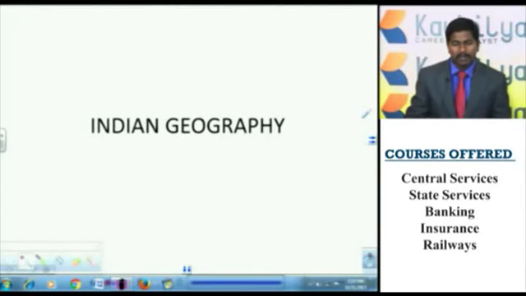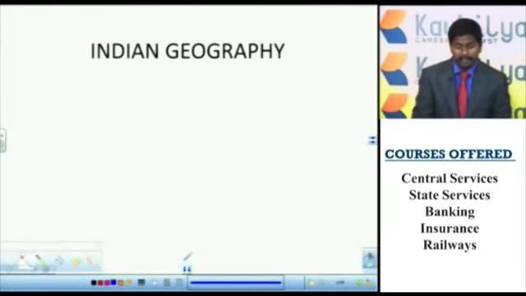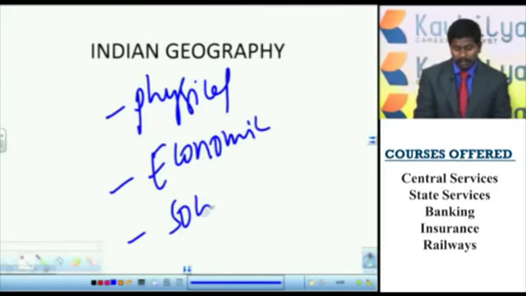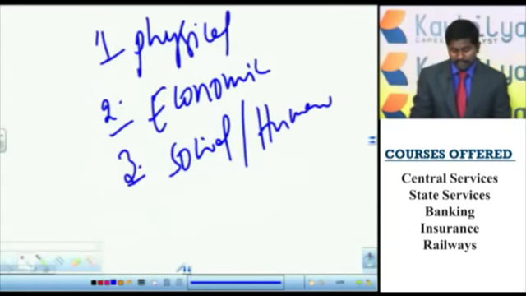From today onwards, we are going to discuss Indian geography, and this Indian geography again consists of three components: Indian physical geography, Indian economic geography and Indian social or human geography. So these are three important components of Indian geography. First we will discuss Indian physical geography, later we will go through Indian economic geography and finally Indian social or human geography.